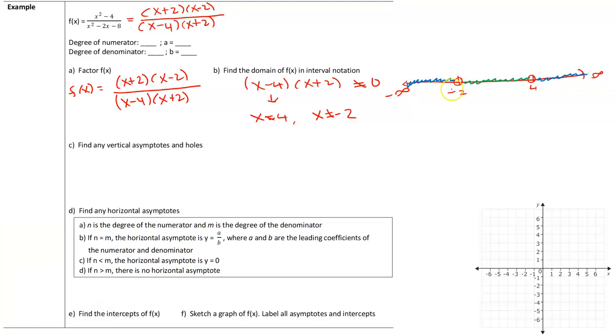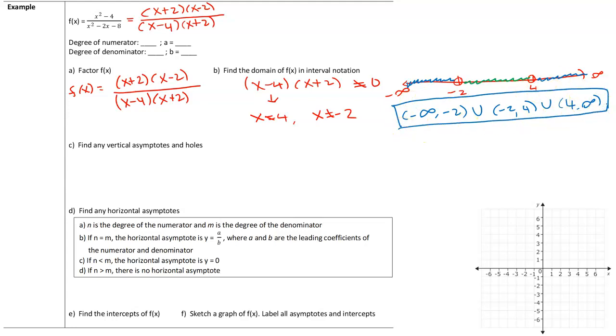So in interval notation, this first part can be written as negative infinity, comma, negative 2. Notice we have a parenthesis on negative 2 since negative 2 is not included. Union, we have the set of numbers between negative 2 and positive 4. Union, the set of numbers between 4 and infinity. So that is our domain.